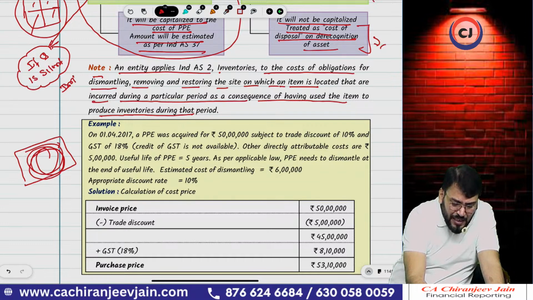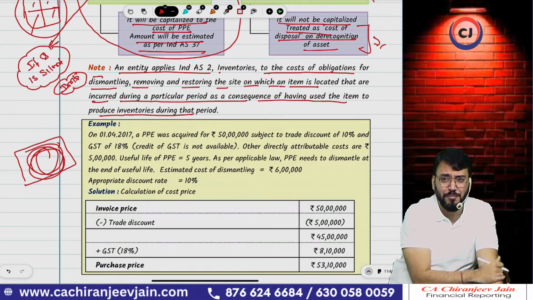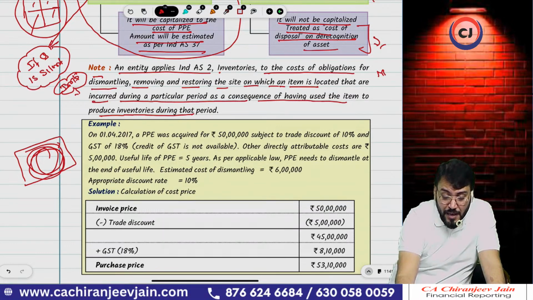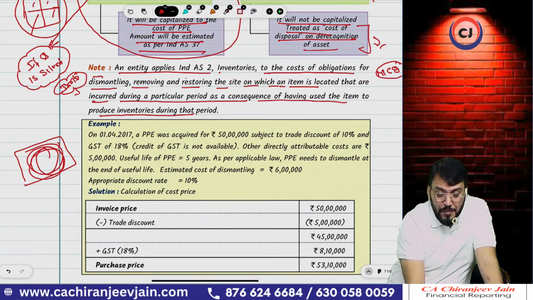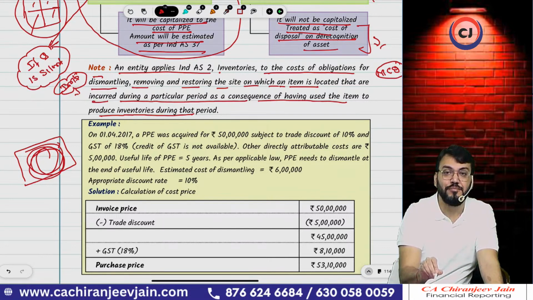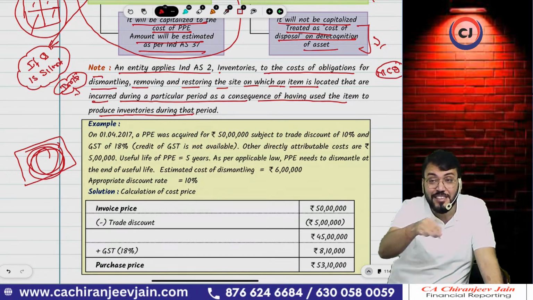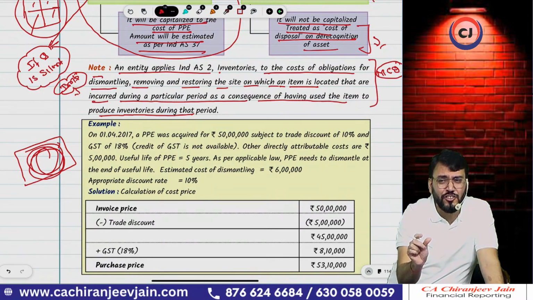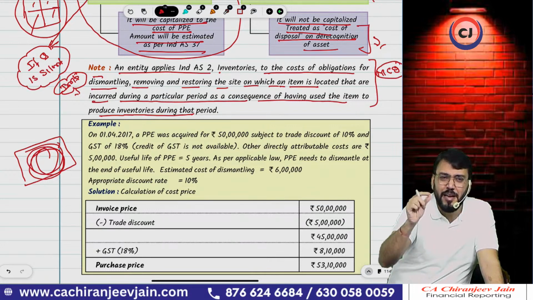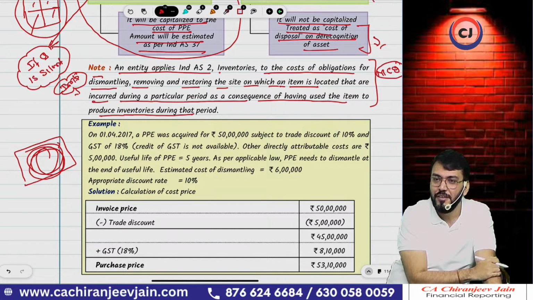Important, why? Because one similar case study was recently added, recently meaning 2, 3, 4 attempts before, but till now it has not been asked in the exam, but it can be asked in MCQs. The scope is not there in descriptive questions, but the scope is in case studies. Chalega? Entity applies Ind AS 2 to the cost of obligation for dismantling, removing and restoring the site on which the item is located that are incurred during a particular period as a consequence of having used the item to produce the inventory during that period. Understood? Automatically, once the case is given, they will inform you of this point, so you will be able to understand, yes, this is a point of Ind AS 2 to add to the cost price of inventory. Correct? Write down important, because if you do not write it down, you will not revise it before the exam.